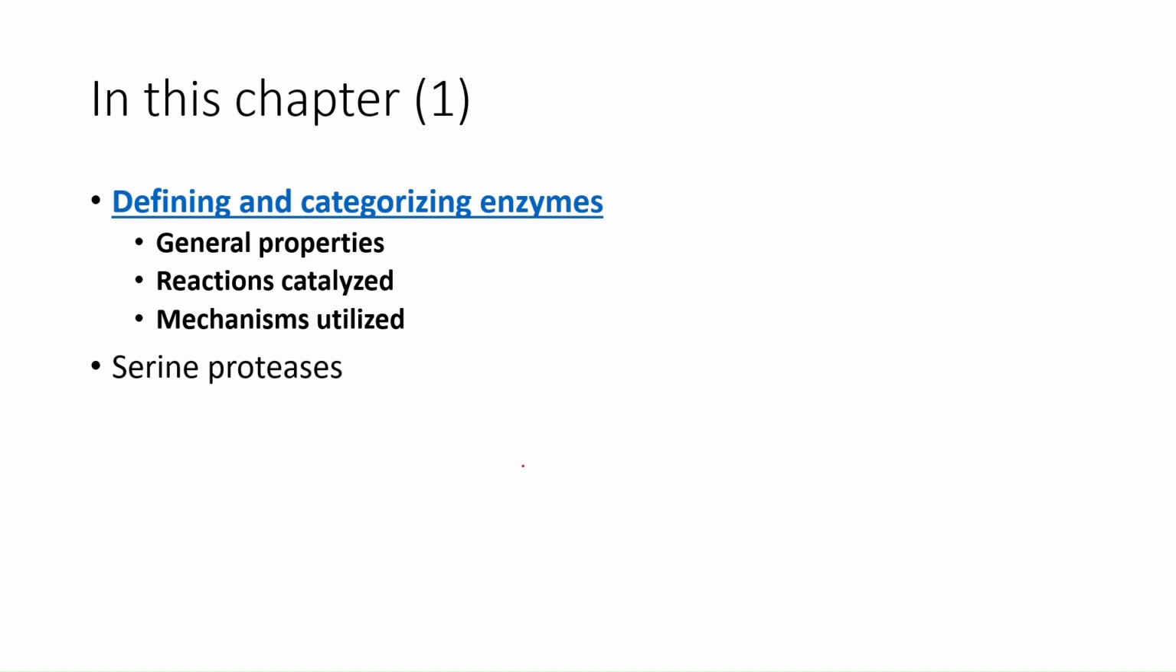Then we'll talk about some of the different types of reactions that enzymes can catalyze. And finally, we'll discuss some of the mechanisms that enzymes use to help actually do what they do. And then in the next video, we'll talk more about serine proteases, which are a particular type of enzyme. So first of all, before we get too far, we should make sure we all know what enzymes are.